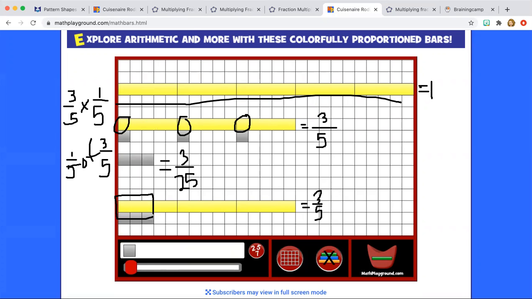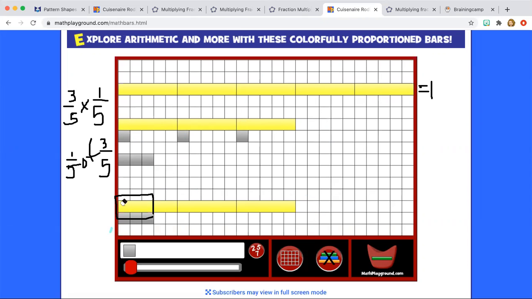And so let me clear all of this because it's going to be the same idea. But I did 1/5 of 3/5. And so what if we did it the other way? What if we did 3/5 of 1/5? So this is again why we needed to be able to subdivide.